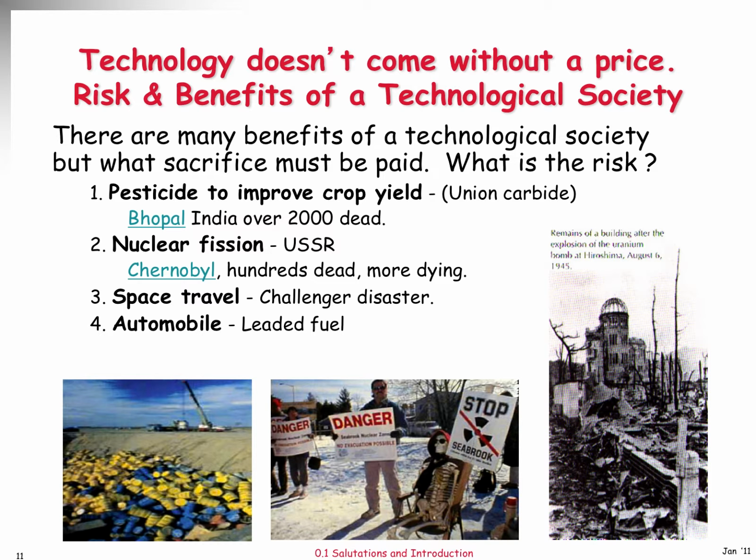Technology doesn't come without a price, however. Risk and benefit of a technological society. There are many benefits of a technological society, but what sacrifice must be paid? What is the risk? Well, if you think about pesticides, these are very important because they improve crop yield, especially with the explosion of population.